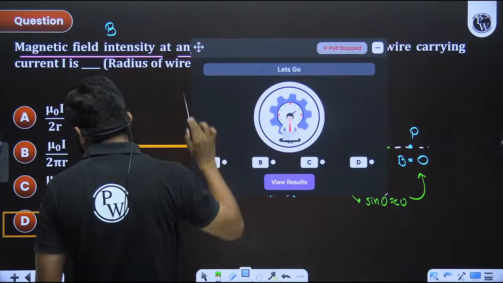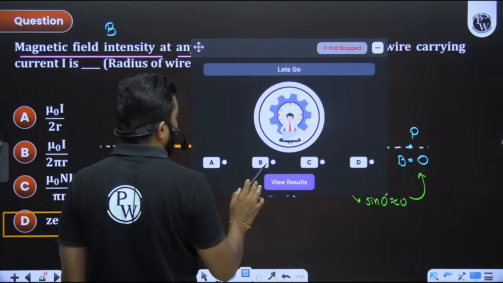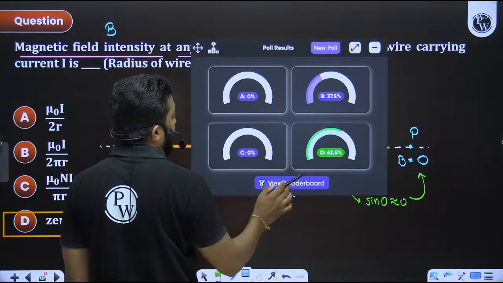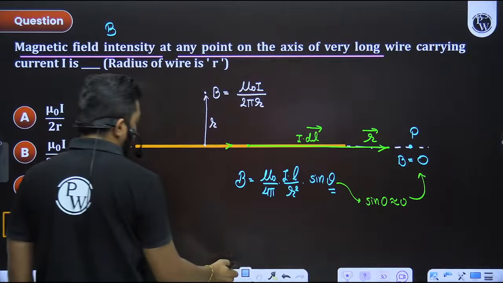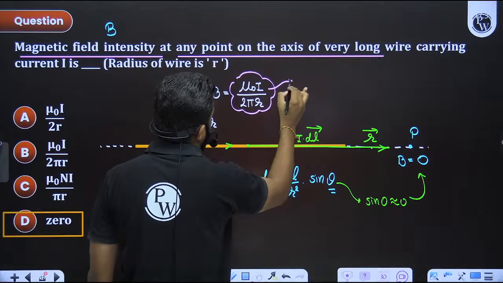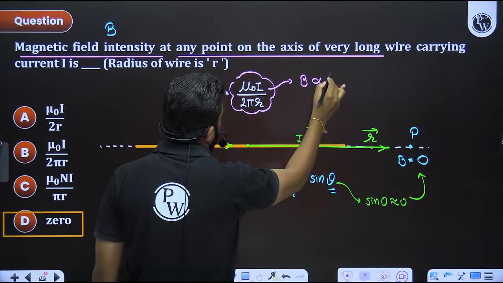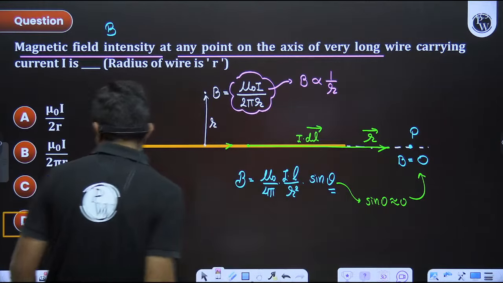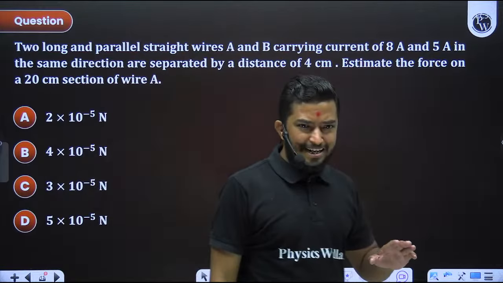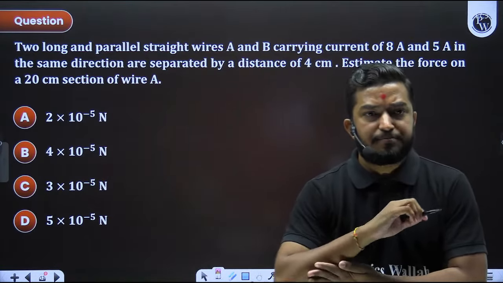But remember, if they ask for any point perpendicular to that wire at a distance of r, we have to use this equation. And B is inversely proportional to the distance. Okay, next. Very simple question.